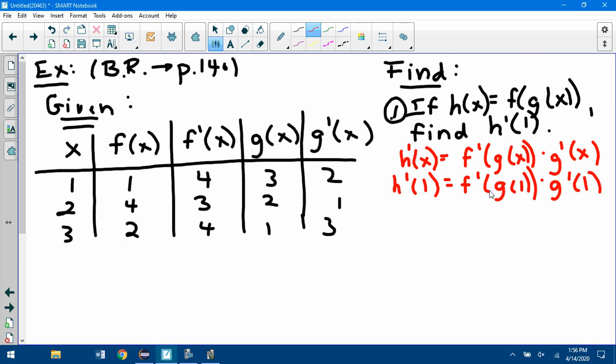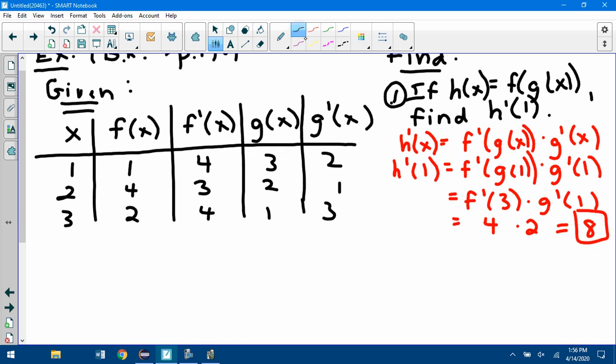These are kind of fun to me, because then you have to start in here. What's g of 1? When x is 1, g of x is 3. So this is really f prime of 3 times g prime of 1. Okay, what's f prime of 3? When x is 3, f prime is 4. So this is 4 times g prime of 1. When x is 1, g prime is 2. 4 times 2, that answer is 8. Isn't that so fun? You can admit it because you're home alone. You don't have to look cool.